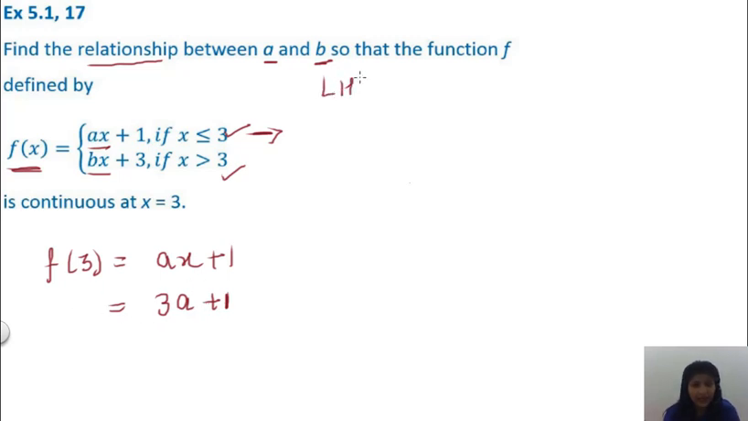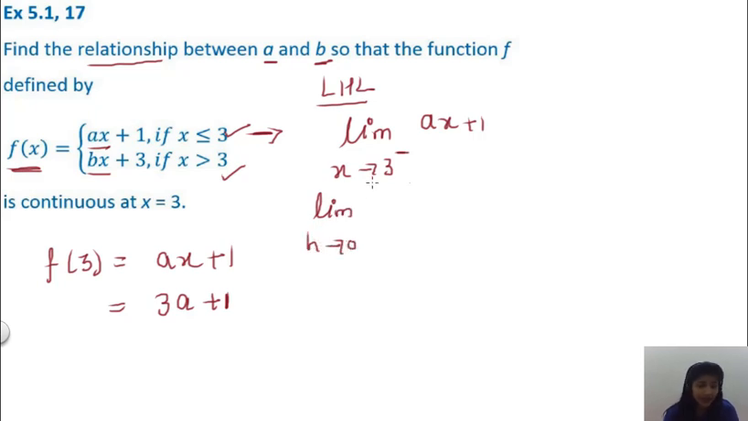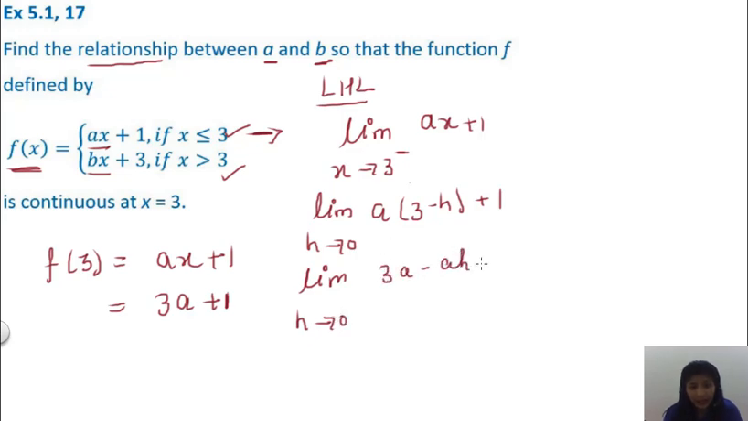Now let us solve our LHL. In LHL, we will write limit x tends to 3 minus, and the function is ax plus 1. When we solve it, I'll write limit h tending to 0. h is a value that is very close to 0. So a, instead of x, we will write 3 minus h, plus 1. Now it will become limit h tending to 0, 3a minus ah plus 1. When you place the limit value as 0, we get the answer as 3a plus 1.